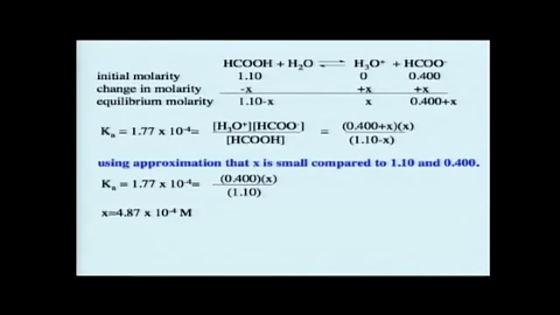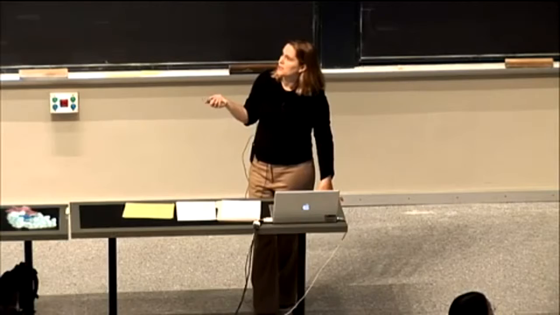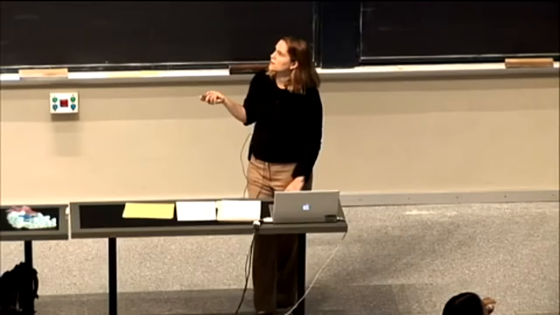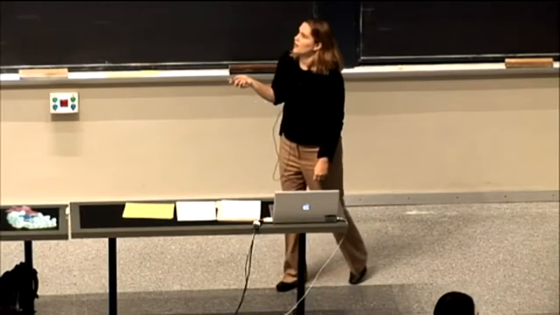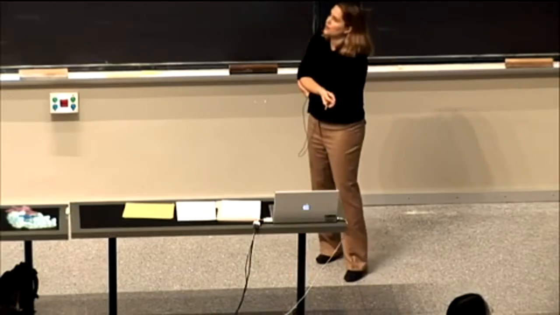X turns out to be 4.87 times 10 to the minus 4 molar. So again, it's a small number. And so it turns out to be less than 1% of 0.4. If it's less than 5% of the smaller number, you don't have to worry about the bigger number. And so your assumption is OK. You don't need to use the quadratic equation. And so then we can calculate at the end that the pH is now 3.31.